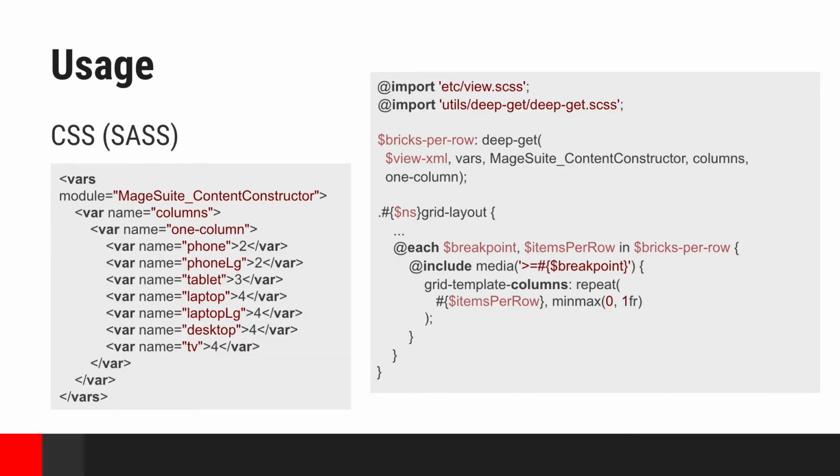We've used a similar approach for CSS style sheets. The above example shows how we can configure the amount of columns for the product grid for each breakpoint with just a couple of lines of code. When creating a new project, we can easily adjust those values for project-specific needs using view.xml.